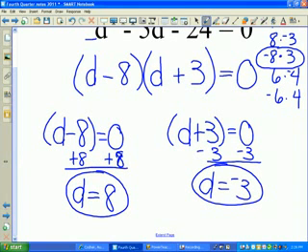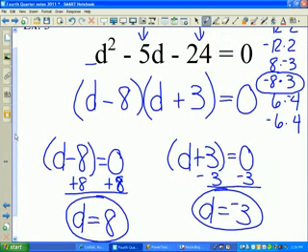So my solutions for this equation are 8 and negative 3, meaning I can plug an 8 in for d, and it'll make that equation equal to 0. And I can plug a negative 3 in for d to make that equation equal to 0. Okay?